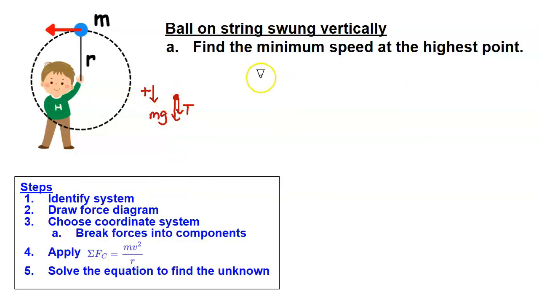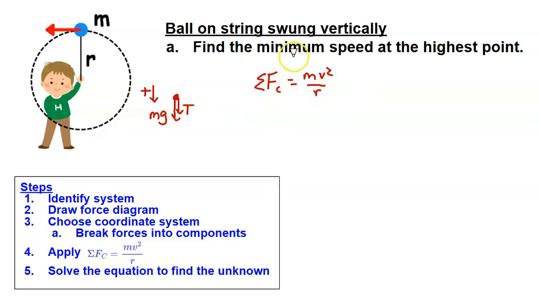Okay, and then next we're going to apply our centripetal force equation. I like to label centripetal force with this net force because sometimes there's more than one force, and this is reminding me that this is the sum of the forces, the net force. And it's equal to mv squared over r. M is mass, v is speed, and r is the radius of the circle.